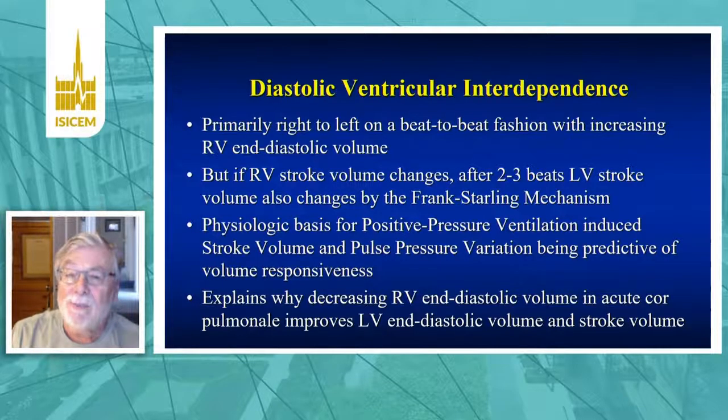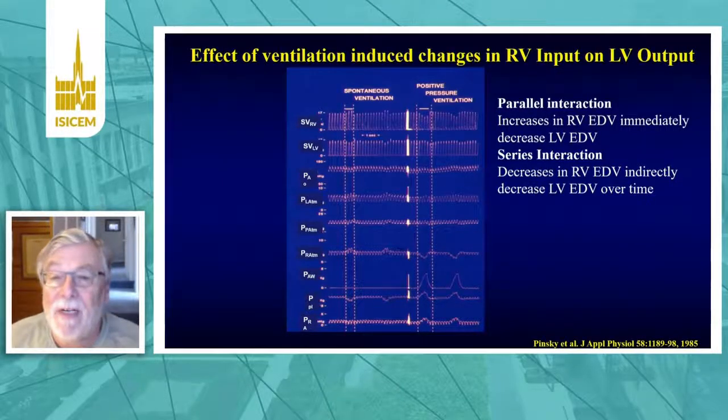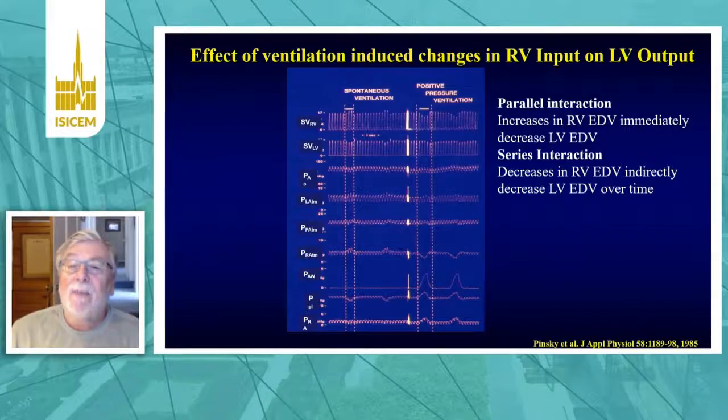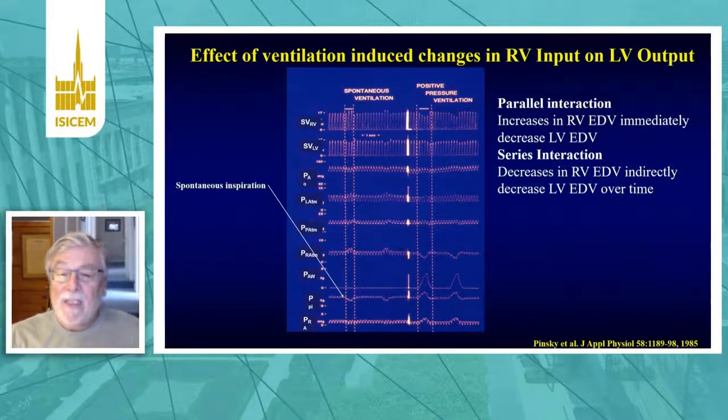Let me show you. In this example, we have an intact animal that's breathing spontaneously on the left and with positive pressure on the right. And we're measuring stroke volume in the right and left ventricle and various things. With the spontaneous inspiration, you see pleural pressure fall. This causes an immediate increase in right ventricular volume and stroke volume.